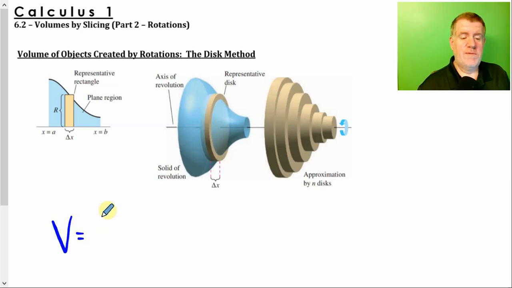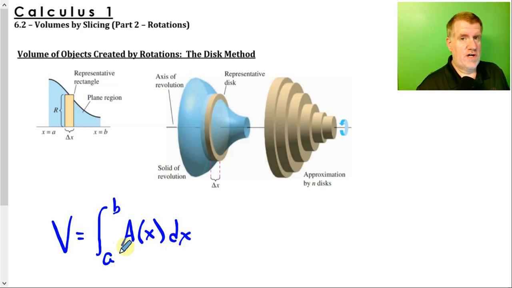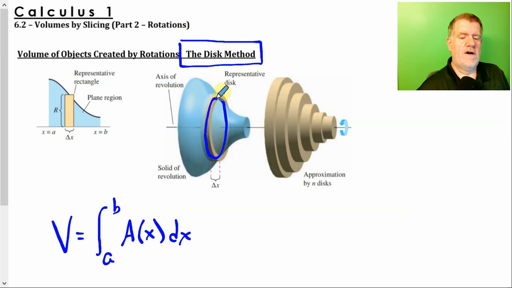So here's what we do. Our formula is exactly the same as the cross sections. Remember in the last lesson, we found cross sections. They could have been squares, rectangles, semicircles, equilateral triangles. Now, if you revolve it around an axis or rotate it, that cross section is always going to be a circle. So specifically, this is called the disk method, and it's called the disk method because if you were to take a piece of this out and look at it dead on, it would look like a solid disk.